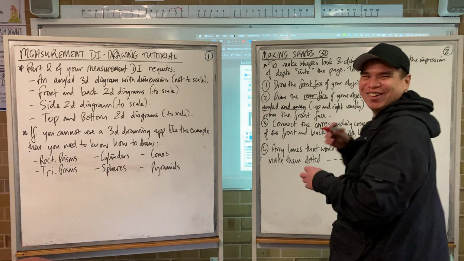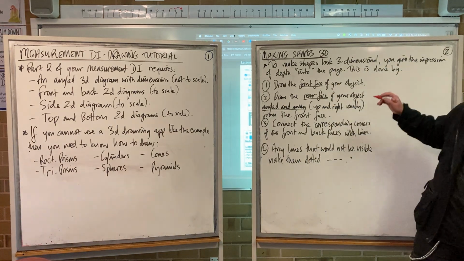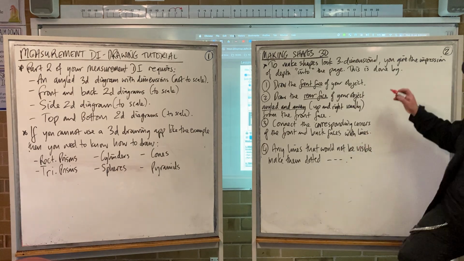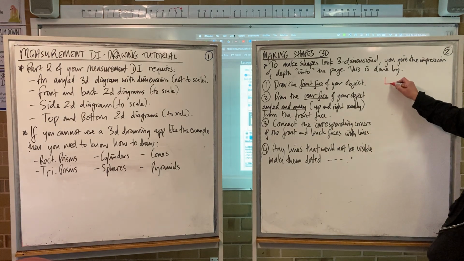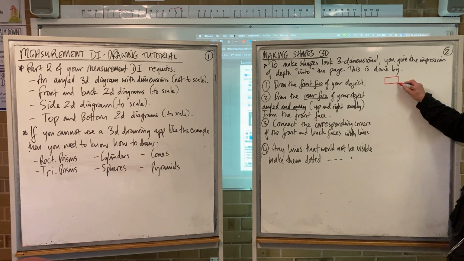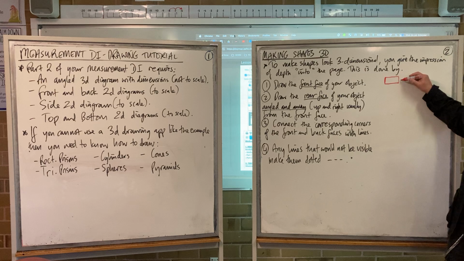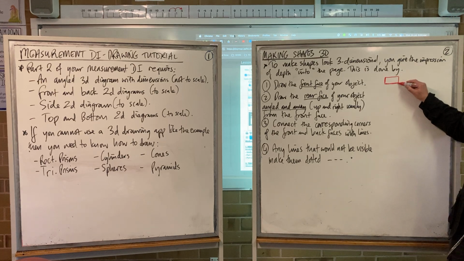What would the front face of a rectangular prism be? Yeah? Oh, that was close. So what does a rectangle look like? You just draw the front face of it, in 2D. Not even 3D yet. So if you wanted to follow along, go right ahead. That is step 1.